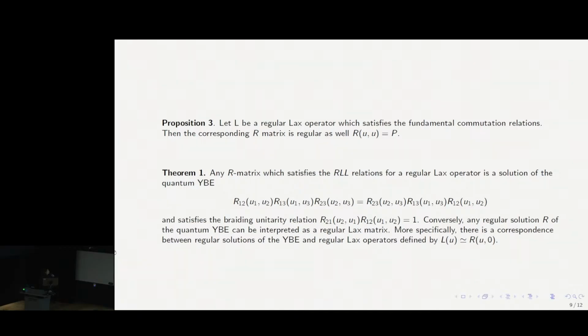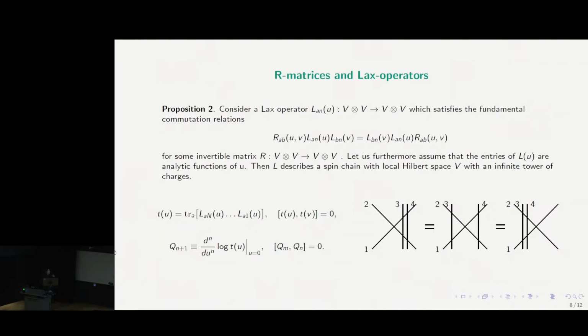Proposition 3 tells us that if we have a regular Lax operator that satisfies this fundamental commutation relation, then the corresponding R matrix has to be regular as well. So you would have this regular, then you know this has to be regular as well. We proved this by simply expanding L, expanding R, plugging it in, and then doing some massages using permutation operators.